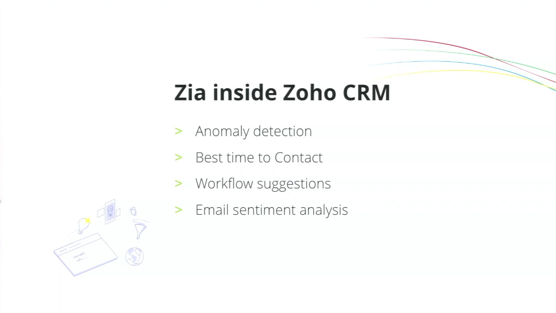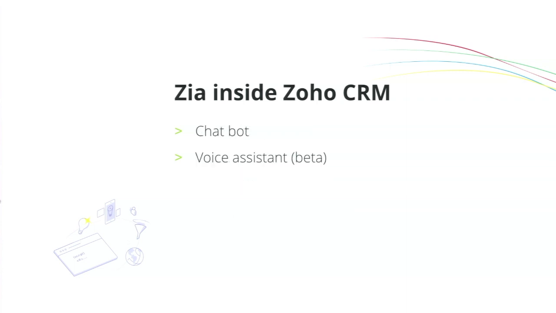We also recently added email sentiment analysis in the CRM. This is something you can teach Zia to do as well, but it reads your emails that are sent and received from the system and gives you a smiley face or sad face for positive or negative sentiment, or neutral as well. And you can add to that so it recognizes different words as positive or negative.